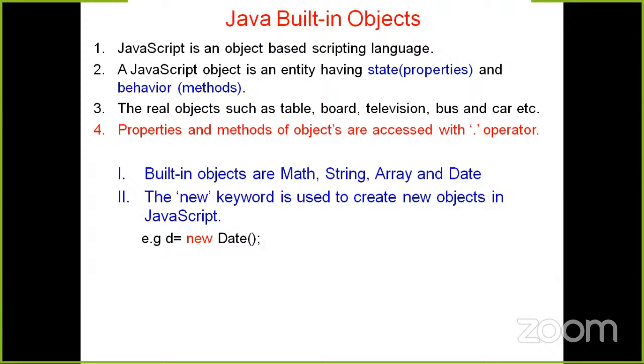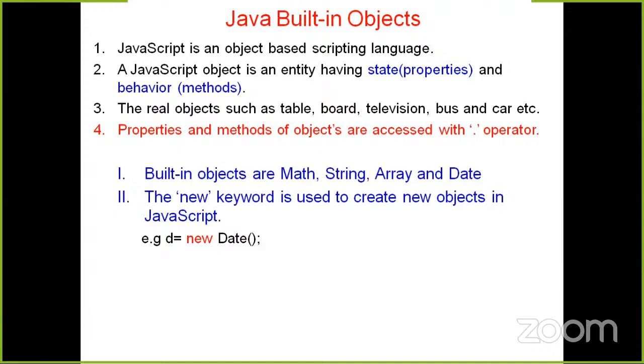The real objects are such as table, board, television, bus, car. I will explain it using a dog. Dog is also an object. So what is the state? It is which breed it is, what is the color of your dog, and so on. So these are the properties, and what are its methods or behavior? It is barking, wagging the tail, and running. All these are the methods associated with the dog.